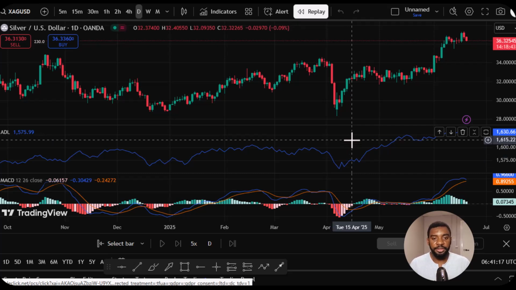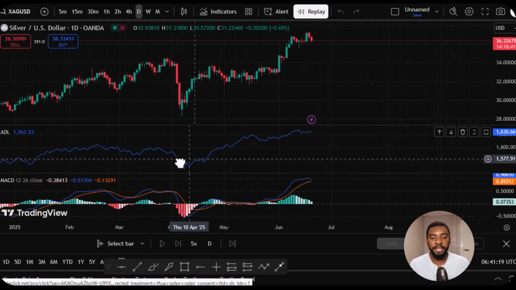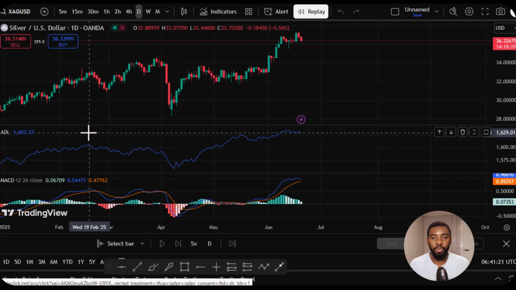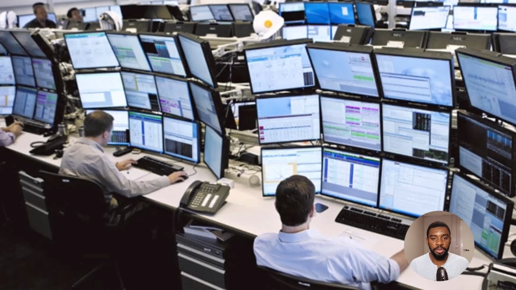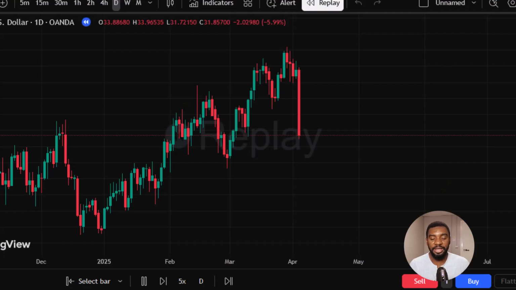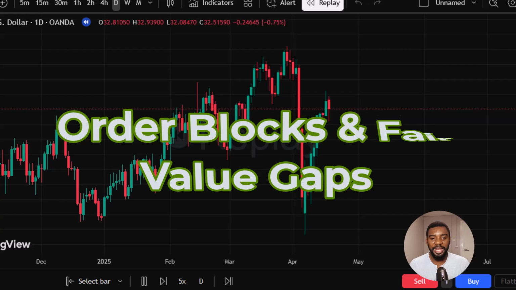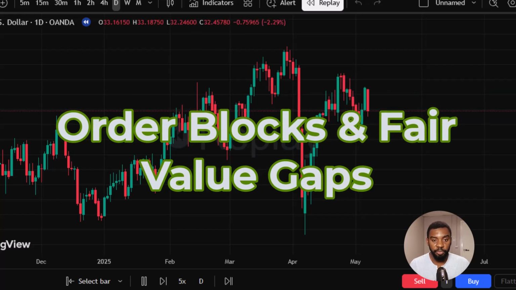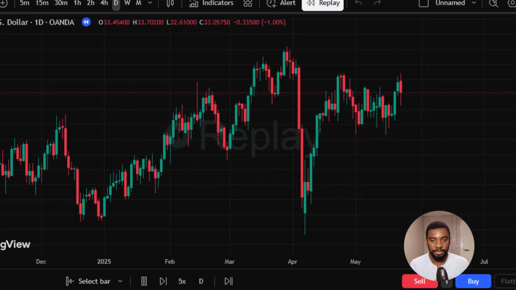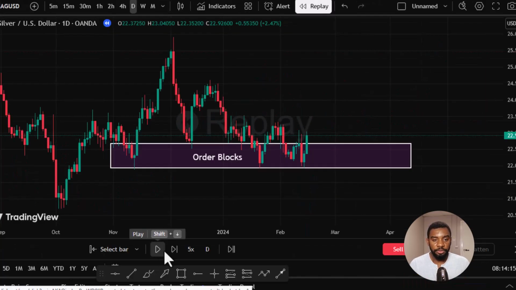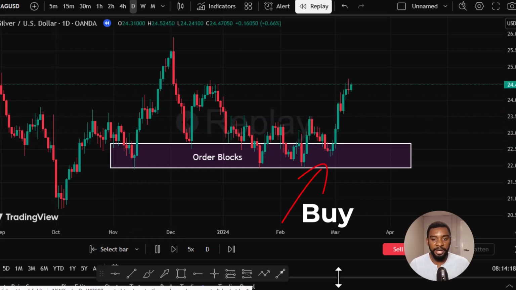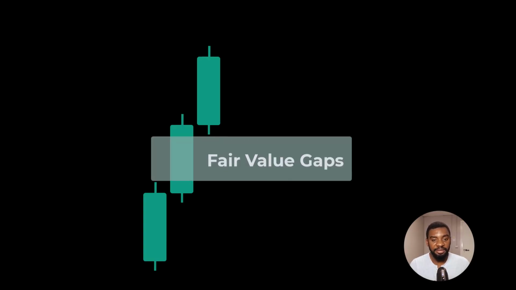Many retail traders rely on lagging indicators or gut feel, oblivious to the fact that big money, banks and institutions leave footprints in price action. Order blocks and fair value gaps are two powerful smart money concepts that reveal these footprints. Order blocks mark levels where institutions placed large buy or sell orders, while fair value gaps show price imbalance left by rapid moves.